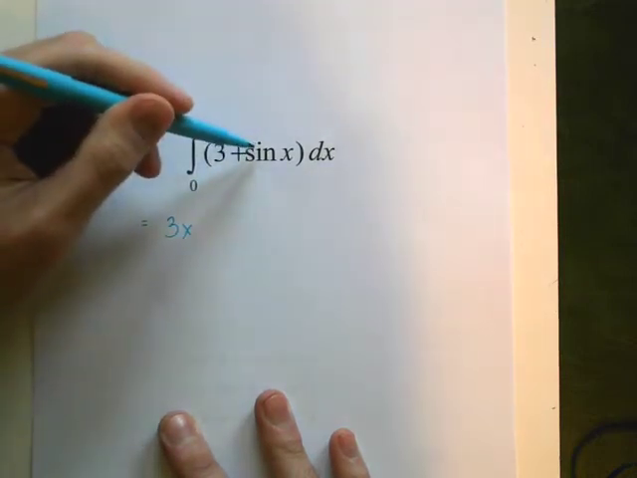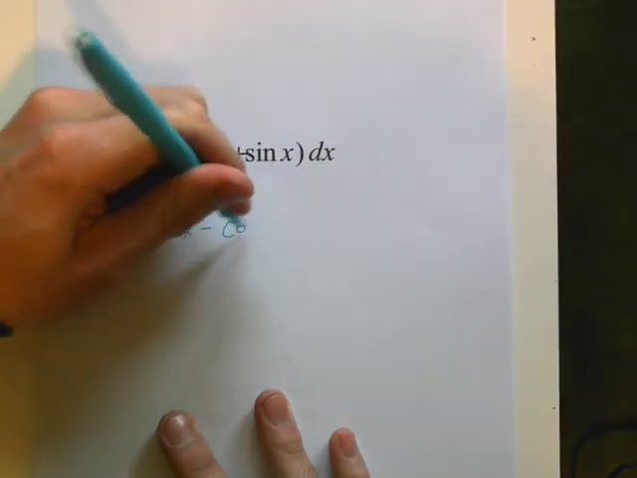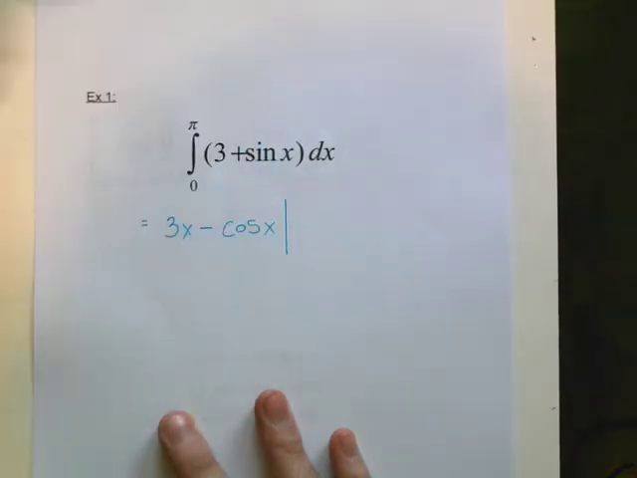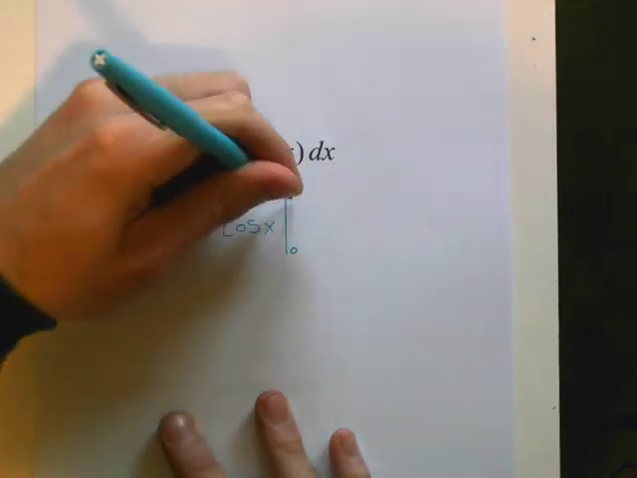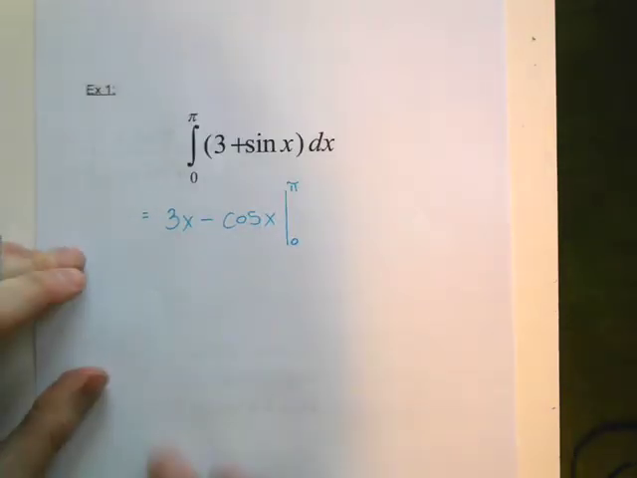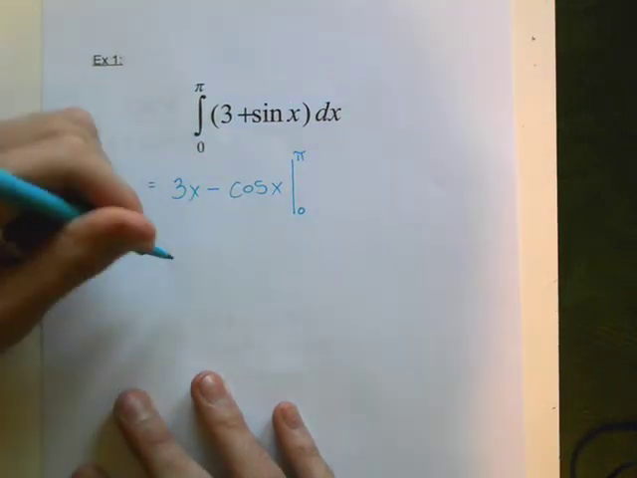Integral of sine x is negative cosine x. So I'm going to say minus cosine x. And then just like last week, we have our boundaries, right? We're going from 0 to pi, so that's where we need to evaluate it. So just like last week, it's no different. We're just going to take our boundaries and plug it in.